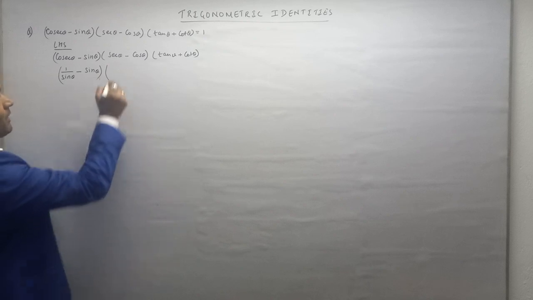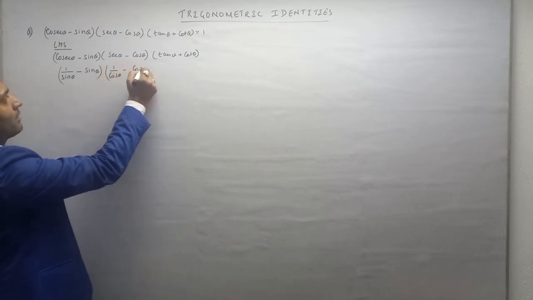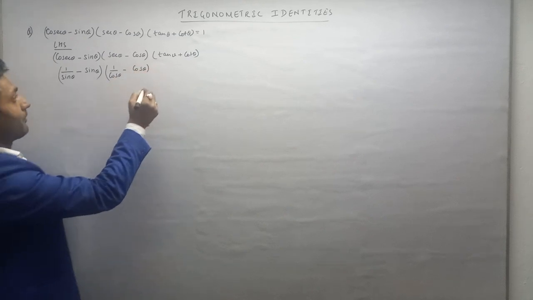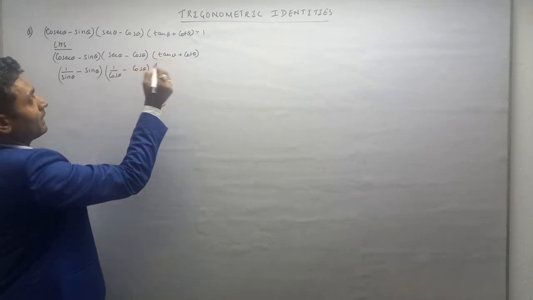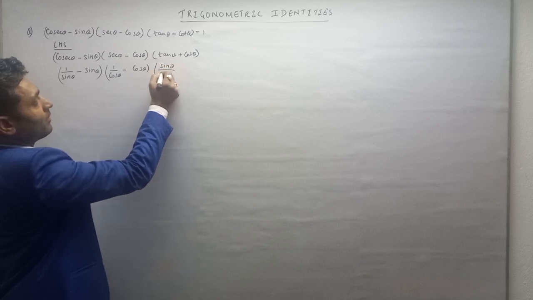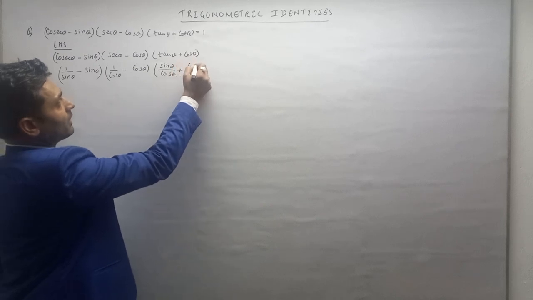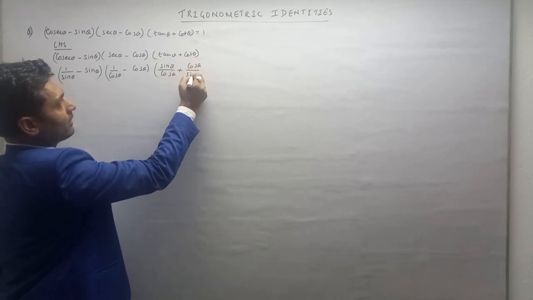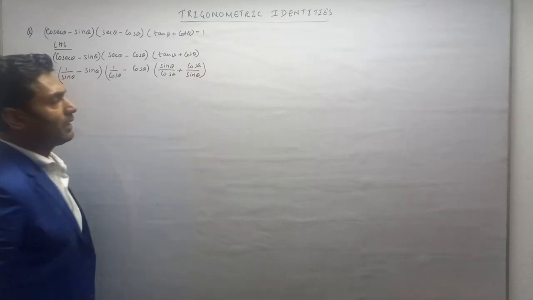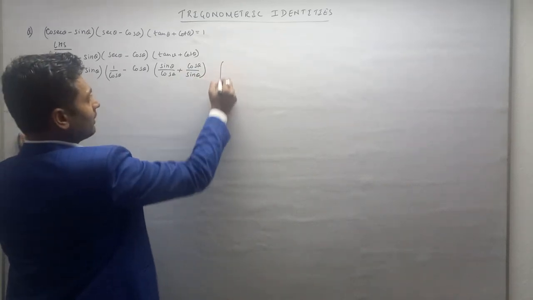Sec theta can be written as 1 upon cos theta. And tan theta can be written as sin theta by cos theta, and cot theta can be written as cos theta divided by sin theta, right? These are the conversions. We'll write down the reason here.